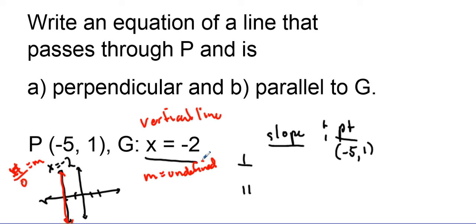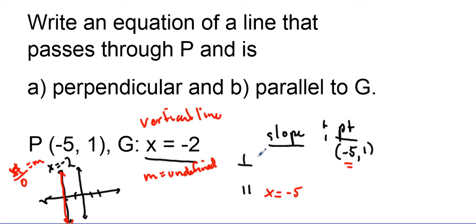Undefined slope means that our parallel line has to be parallel to that. So once again, we have undefined slope here. So how do we write that? Well, it's just x equals whatever the x value is, in this case -5.